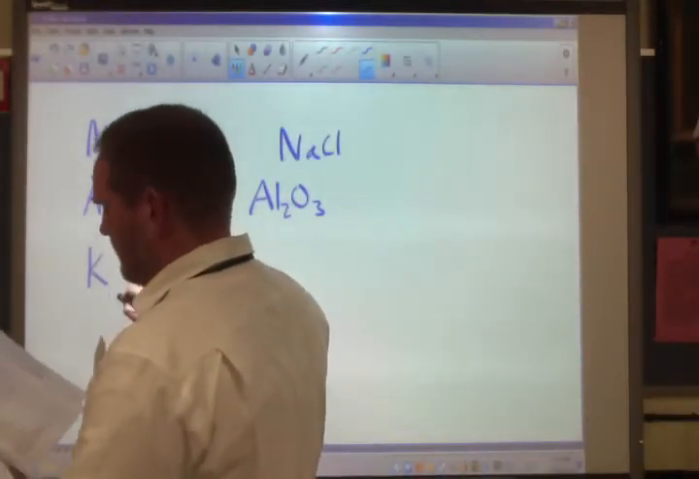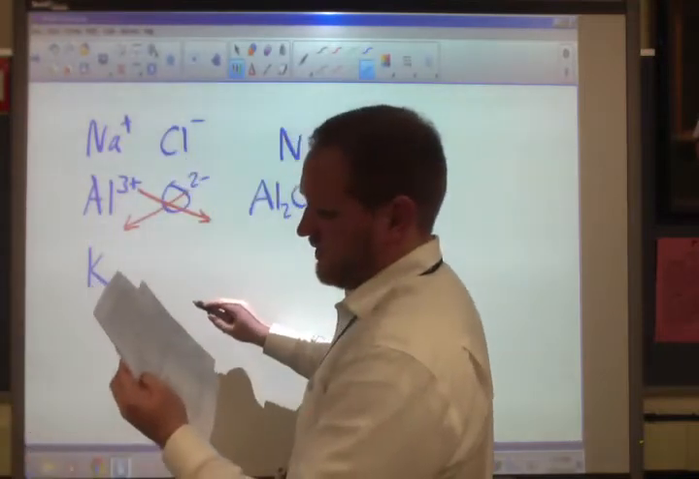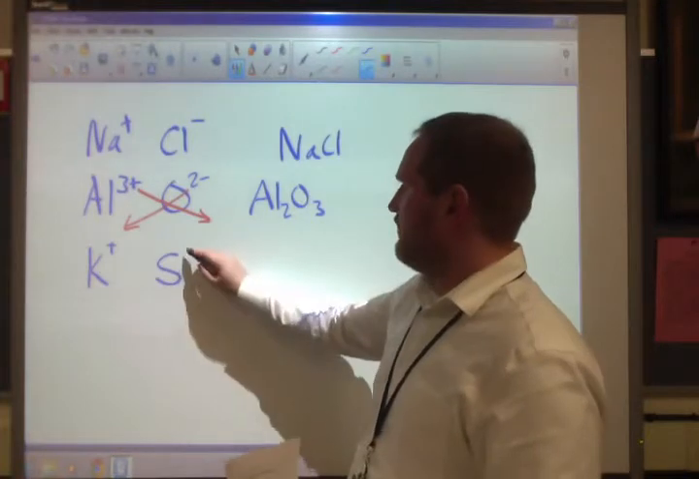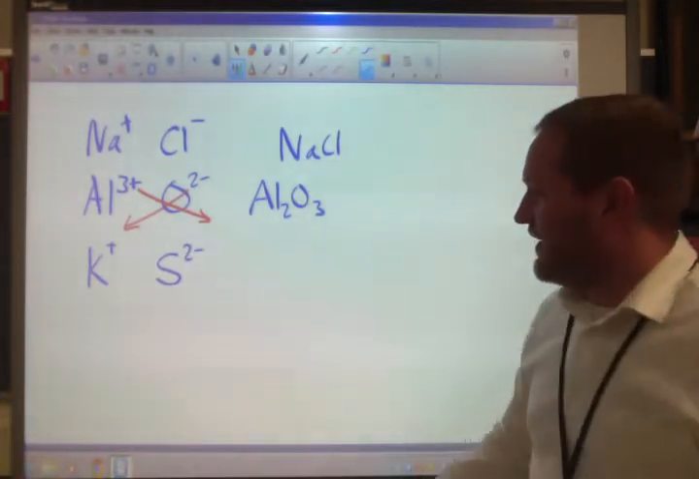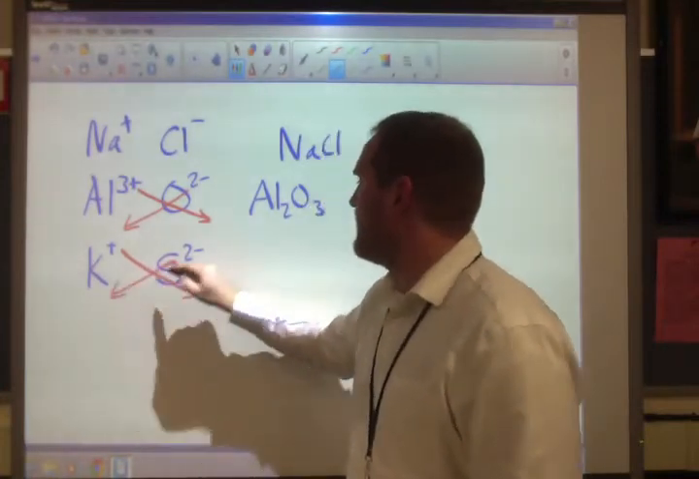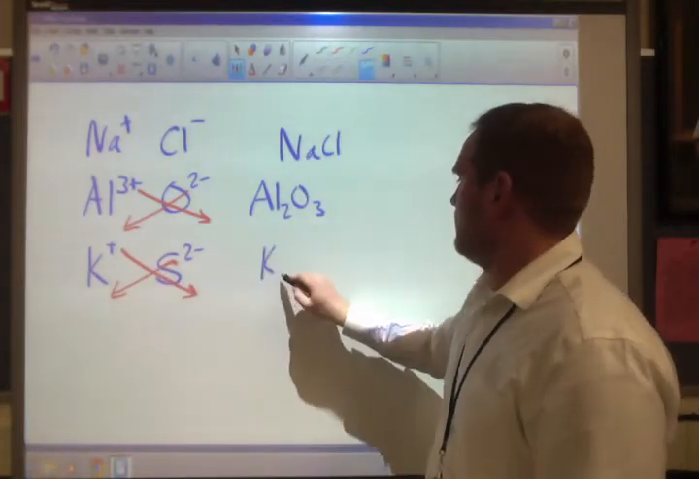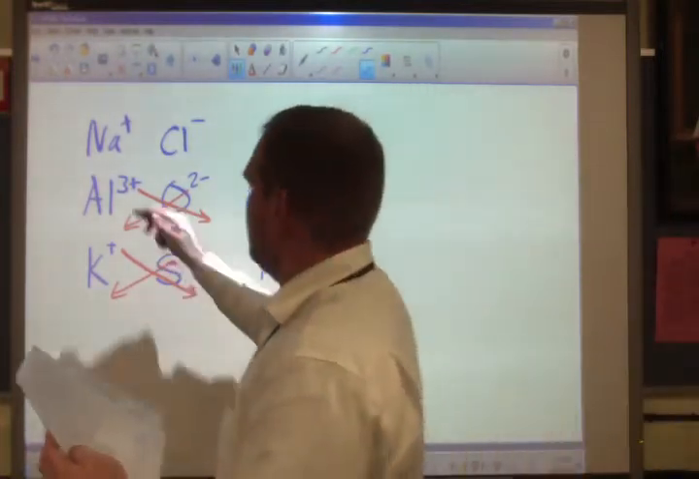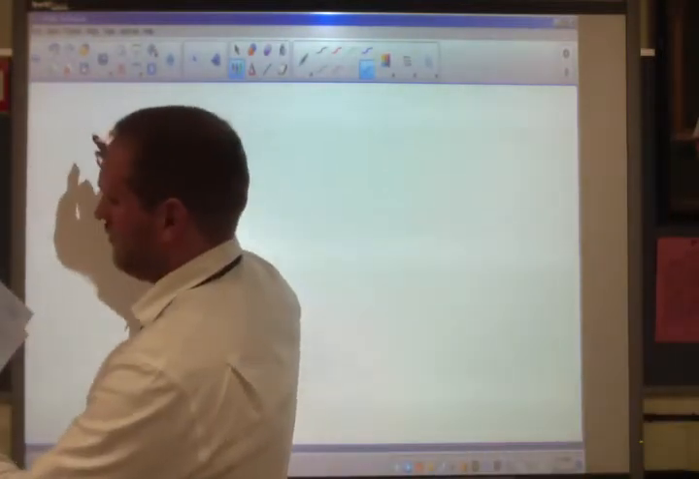Potassium is K. Sulfur is S. K forms a plus charge, a 1+. Sulfur forms a 2-. Again, we can't do a 1-to-1, so we have to crisscross. So that 1 goes down here, the 2 goes down there. K2S, potassium sulfide.